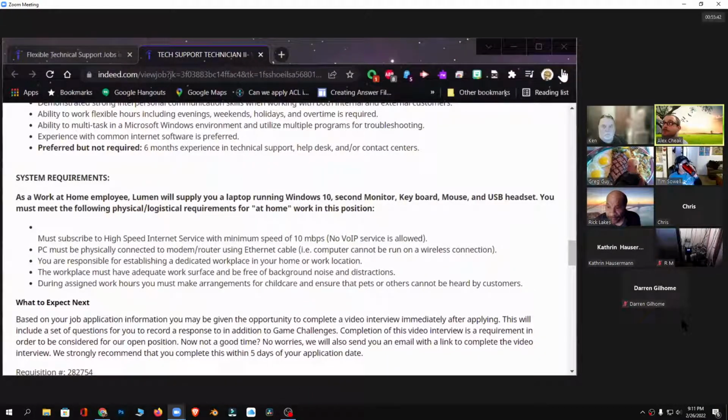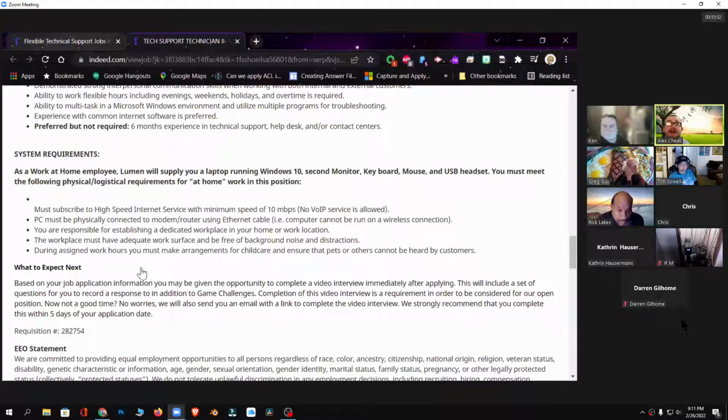I just wanted to show you this job posting that I'm looking at. I find this rather strange. It says you must subscribe to high-speed internet with maximum speed of 10. No VoIP is allowed, in parentheses. Really? What exactly does no VoIP mean? No voice over internet protocol. Yep, I know what it stands for. I know what it means, but what do they mean by that statement?